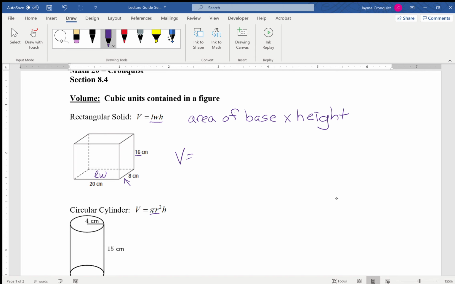Okay, so the volume is going to equal 20 times 8 times 16. So we have 2,560 centimeters cubed. Okay, you can do that, or you could do cubic centimeters, CU, like we used SQ for square.